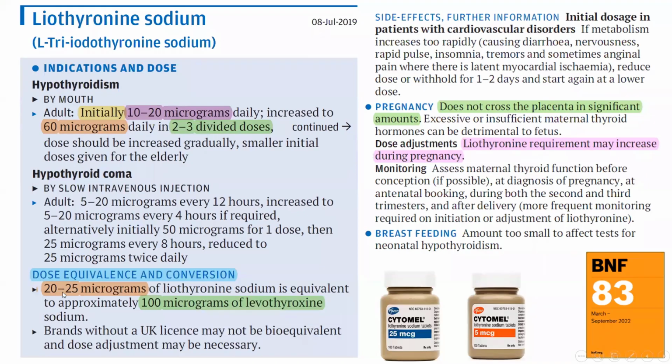And actually 20 to 25 micrograms of liothyronine is equivalent to 100 micrograms of levothyroxine, so the ratio is 1 to 5 in this situation. And don't forget that liothyronine does not cross the placenta in a significant amount, like T4. The dose requirement of liothyronine may increase during pregnancy, but it is not approved during pregnancy actually.